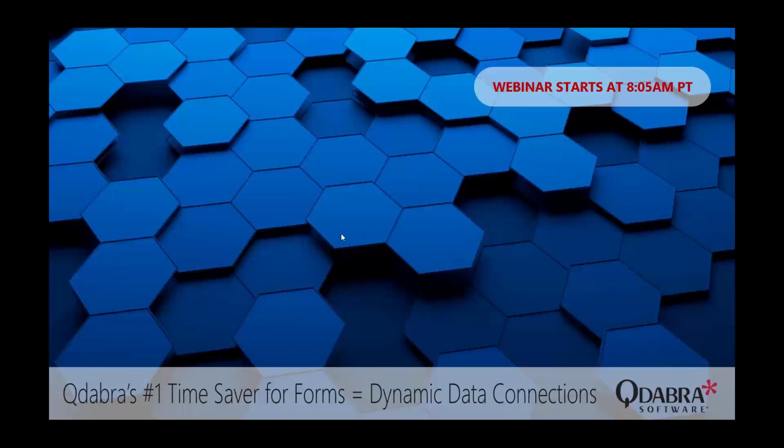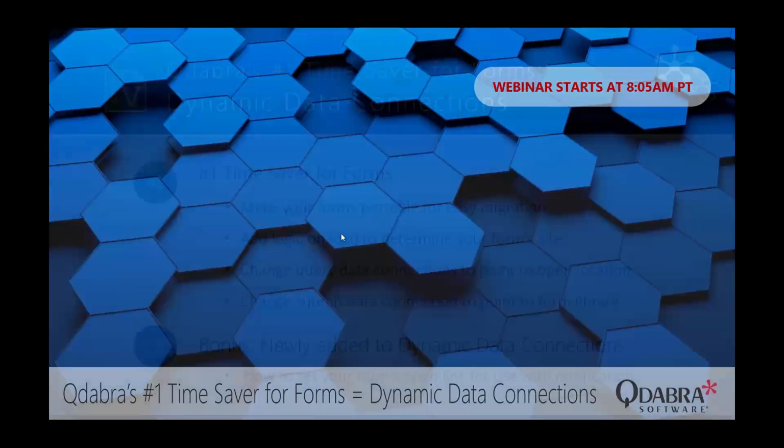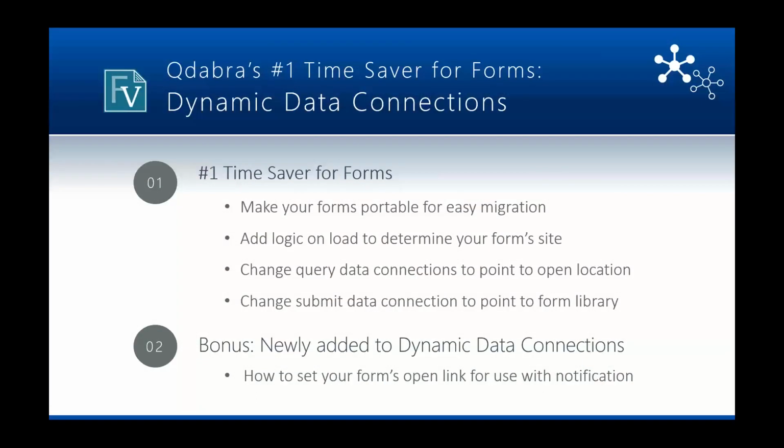So hopefully we're back to my screen. And yeah, today's topic is basically the number one technique that we recommend when you're migrating your forms. So you're migrating your form from SharePoint 2013 to SharePoint Online, or you're migrating your form from a site in SharePoint Online to another site. For example, if you're doing some development, like some testing, and you want to make sure everything's working great on one site, and then you want to move it to production where people are actually using it. Those are the two key scenarios that we're trying to address with dynamic data connections.